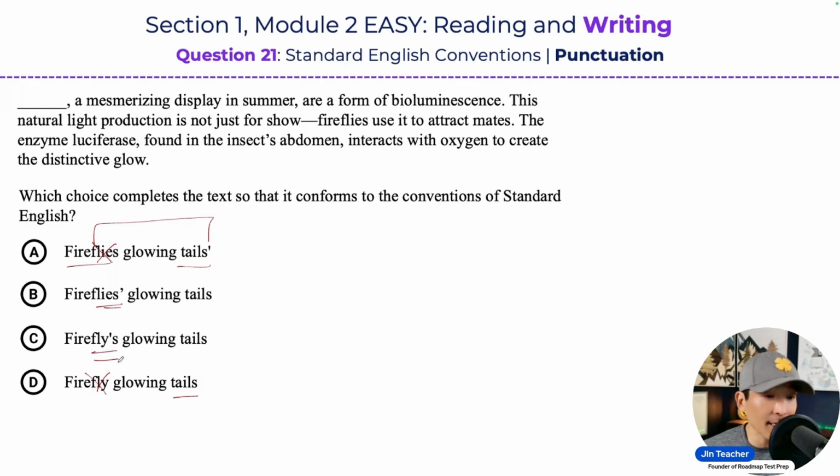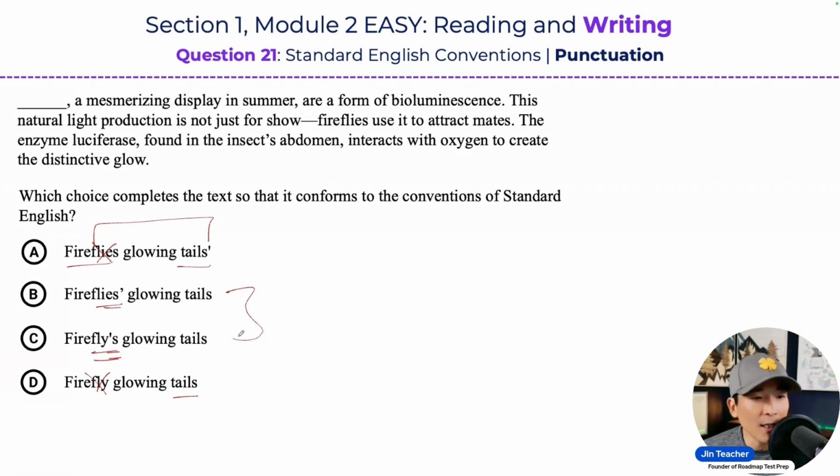Answer choice B, we notice the apostrophe after the S, which tells us that this is the plural possessive. And then answer choice C has the apostrophe before the S, which means that this is singular possessive, right? So we have to decide, is the singular form better or is the plural form better, right? And again, in order to do that, we have to look for context clues, right?